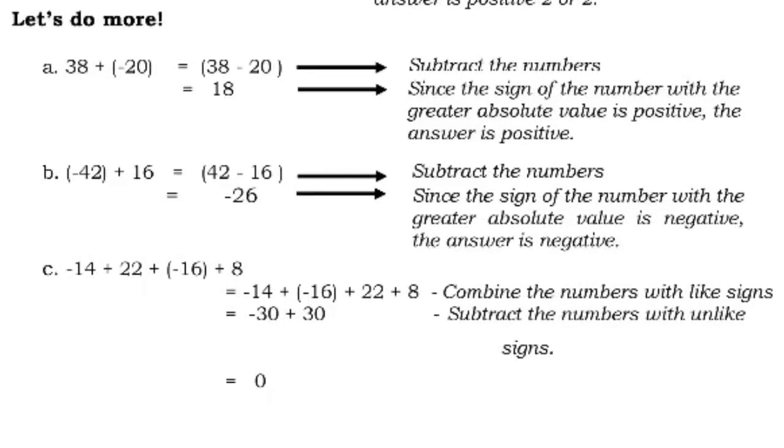C, negative 14 plus 22 plus negative 16 plus 8. So what you're going to do here is combine the numbers with like signs. So you're going to have negative 14 plus negative 16.